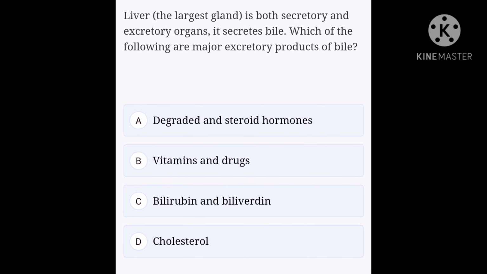Okay, next one. Liver, the largest gland, is both secretory and excretory organ. It secretes bile. Which of the following are major excretory products of bile? Option A, degraded steroid hormones. Option B, vitamins and drugs. Option C, bilirubin and biliverdin. Option D, cholesterol. The right answer for this question is option C, bilirubin and biliverdin.